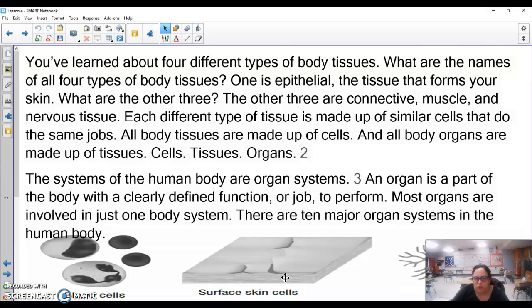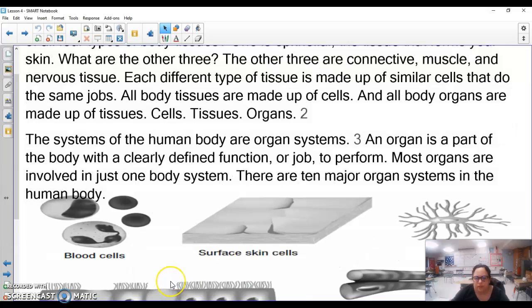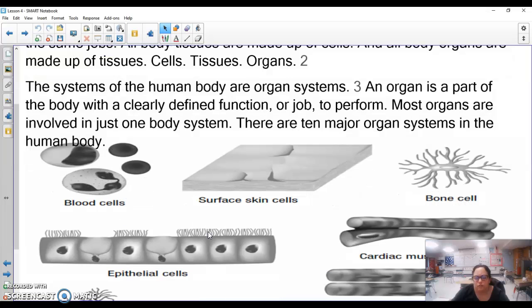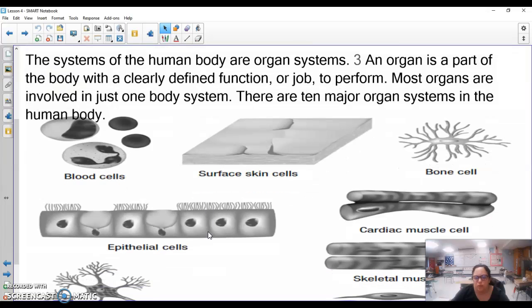Cells, tissues, organs. So all of your cells make up tissues. Your tissue makes up organs. And the systems of the human body are organ systems. An organ is a part of the body with a clearly defined function or job to perform. Most organs are involved in just one body system. There are 10 major organ systems in the human body.